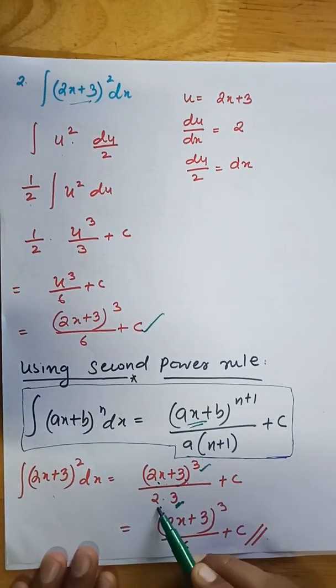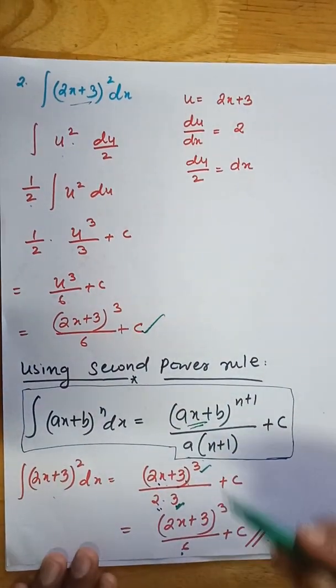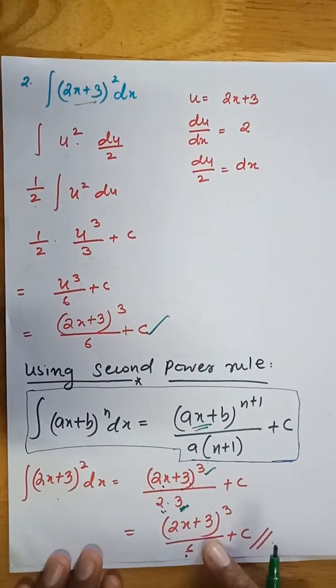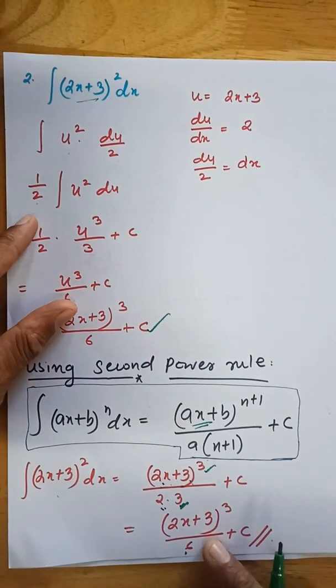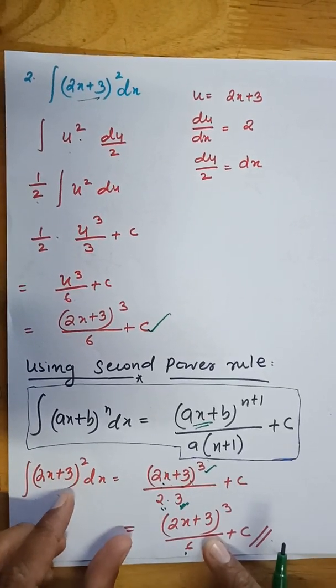Differences on 3 is 0. So 2 into 3 is 6. You are getting the same answer whatever is here. So with 2 steps we can find the answer here. This is using integration by substitution. This is using the direct formula.